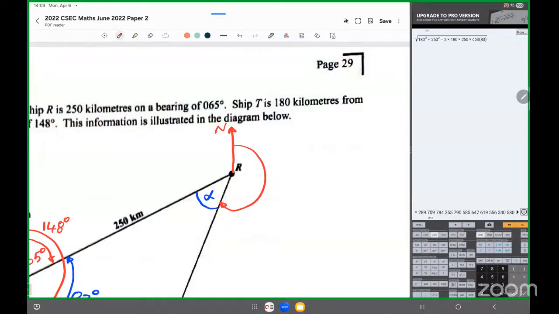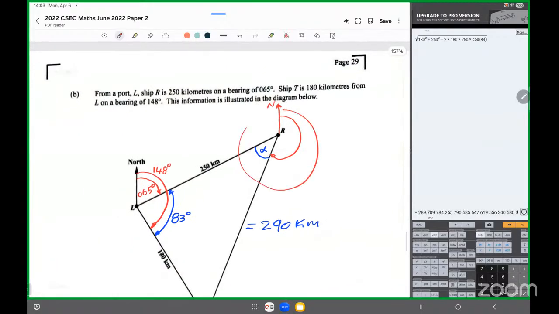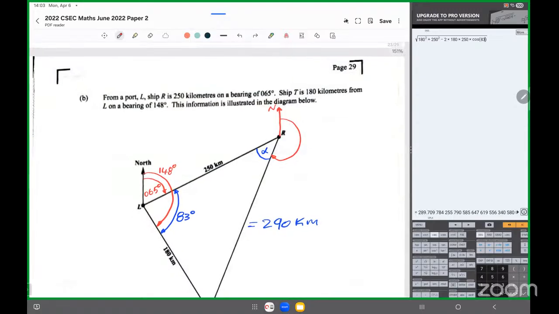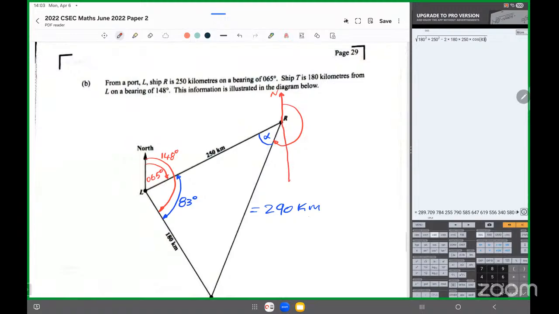To find that angle, we know that the total angle around this point is 360, and we can find the angle inside here. That's not the only way to do it. We can break this angle with a vertical line, and then all of this will be 65, and then to find alpha, it will be 180 plus the difference. But I think the easy way to do it is to just find the angle in here, and the total angle around the point is 360.